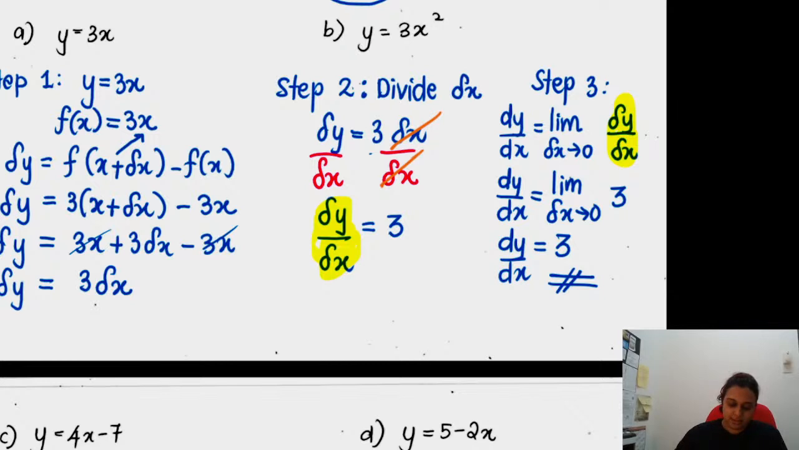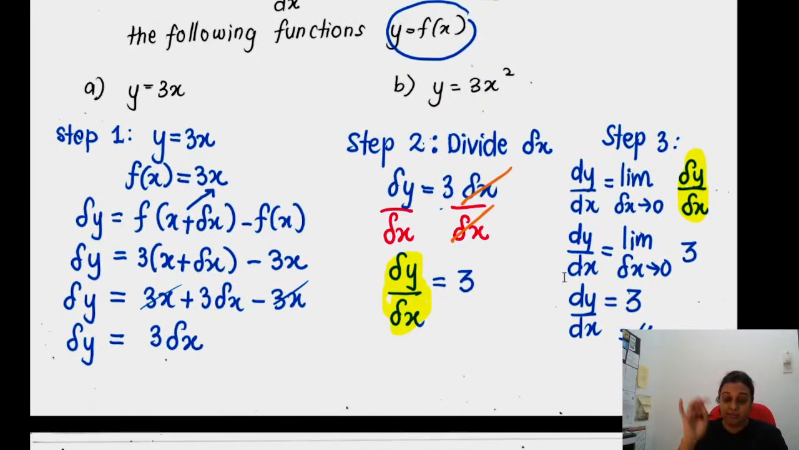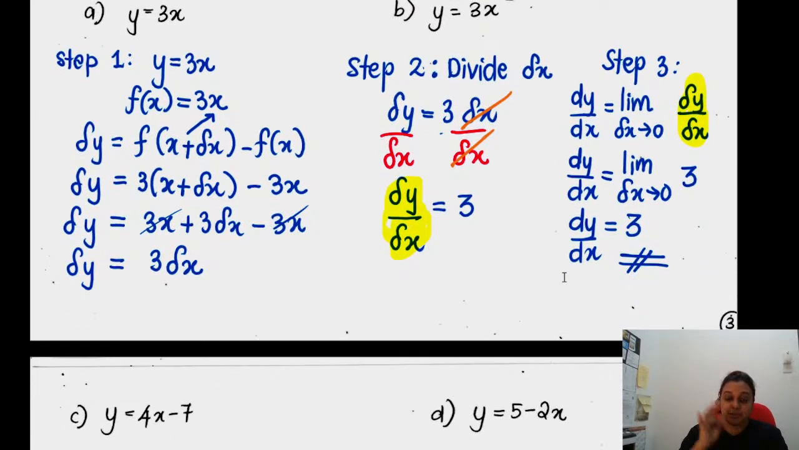Shall we go to the next one, question B? Okay, we go to question B. I'm going to erase my answers for question 1. If you haven't written down, maybe take a picture or quickly write down. I'll give one more minute.